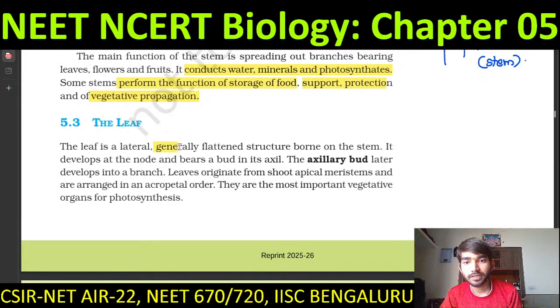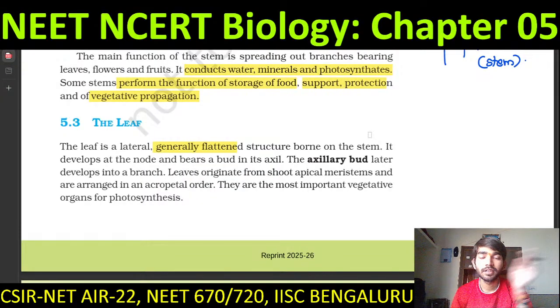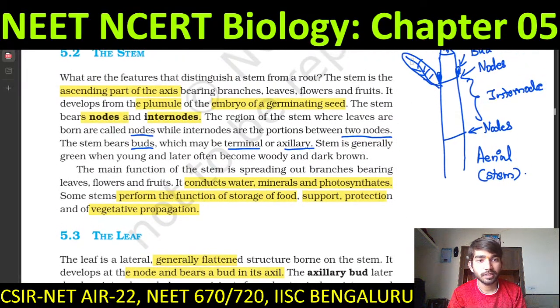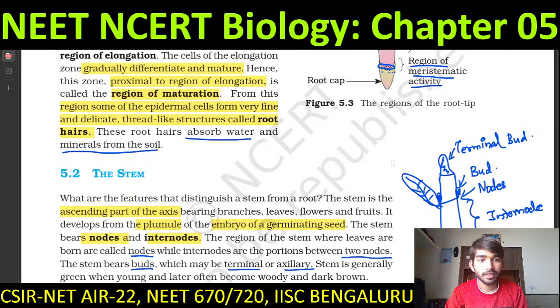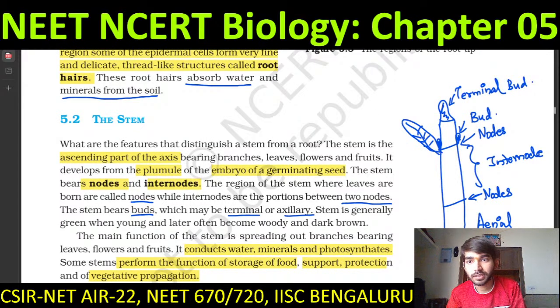Leaf is a lateral, generally flattened structure borne on the stem. So this is important. But there are some examples of thick leaves also, like Bryophyllum has a thick, fleshy leaf. It develops at the node and bears a bud in its axil. So what I drew here, this is a leaf, and there is the bud in its axil, and it is born at the node. So this is important for understanding the positioning of all the different components in the stem.